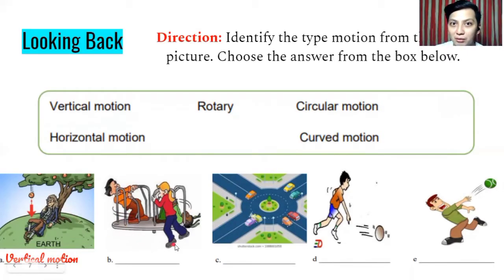For picture letter B, what can you say about the picture? You choose your answer here inside. How about letter C? It's like a rotonda. You can choose the answer inside the box. And for letter D, number 4, what can you say about this picture? And number 5, look at the picture and guess what type of motion it is. Okay, so that is just a look back.